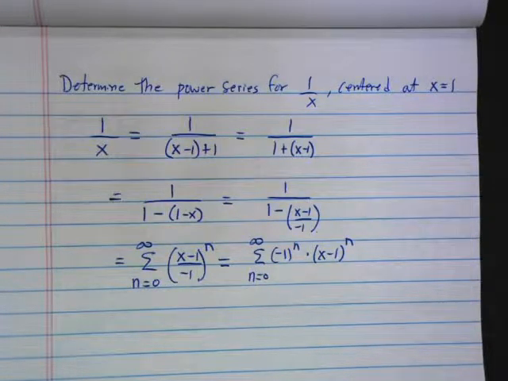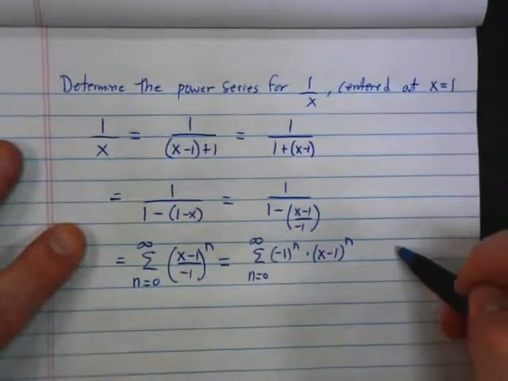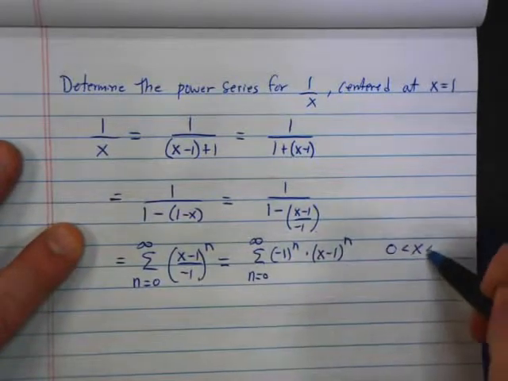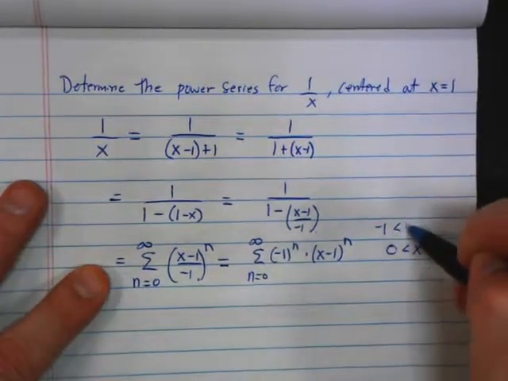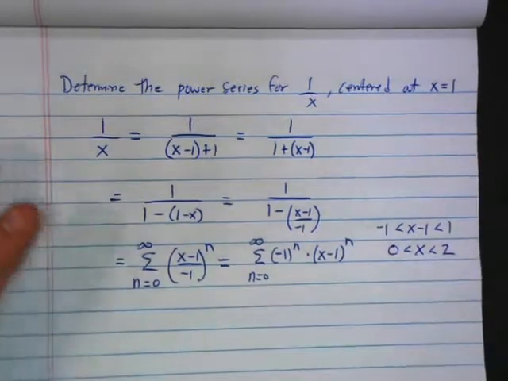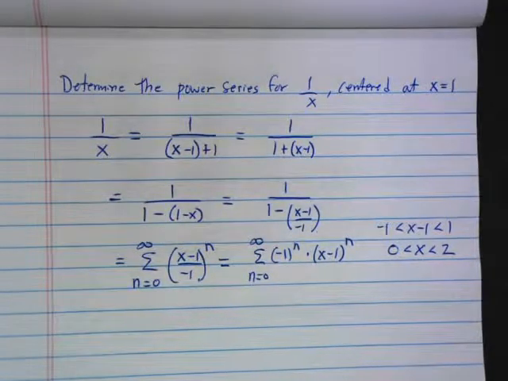What's the radius of convergence? Or what's the interval of convergence? One or the other. Between 0 and 2. Why between 0 and 2? Normally we would start with negative 1 less than x minus 1 less than 1. Multiplying by 1 doesn't do anything, but adding 1 is the important step. Add 1 to everything.